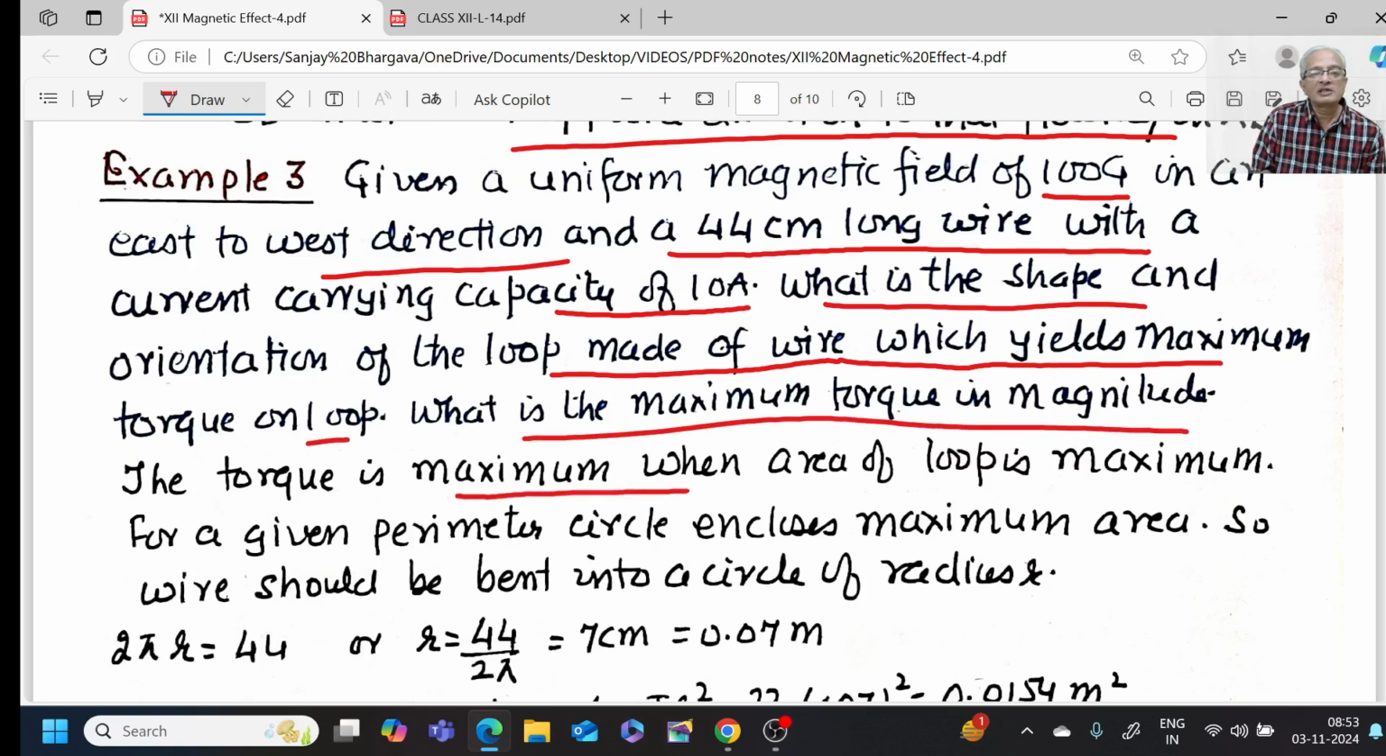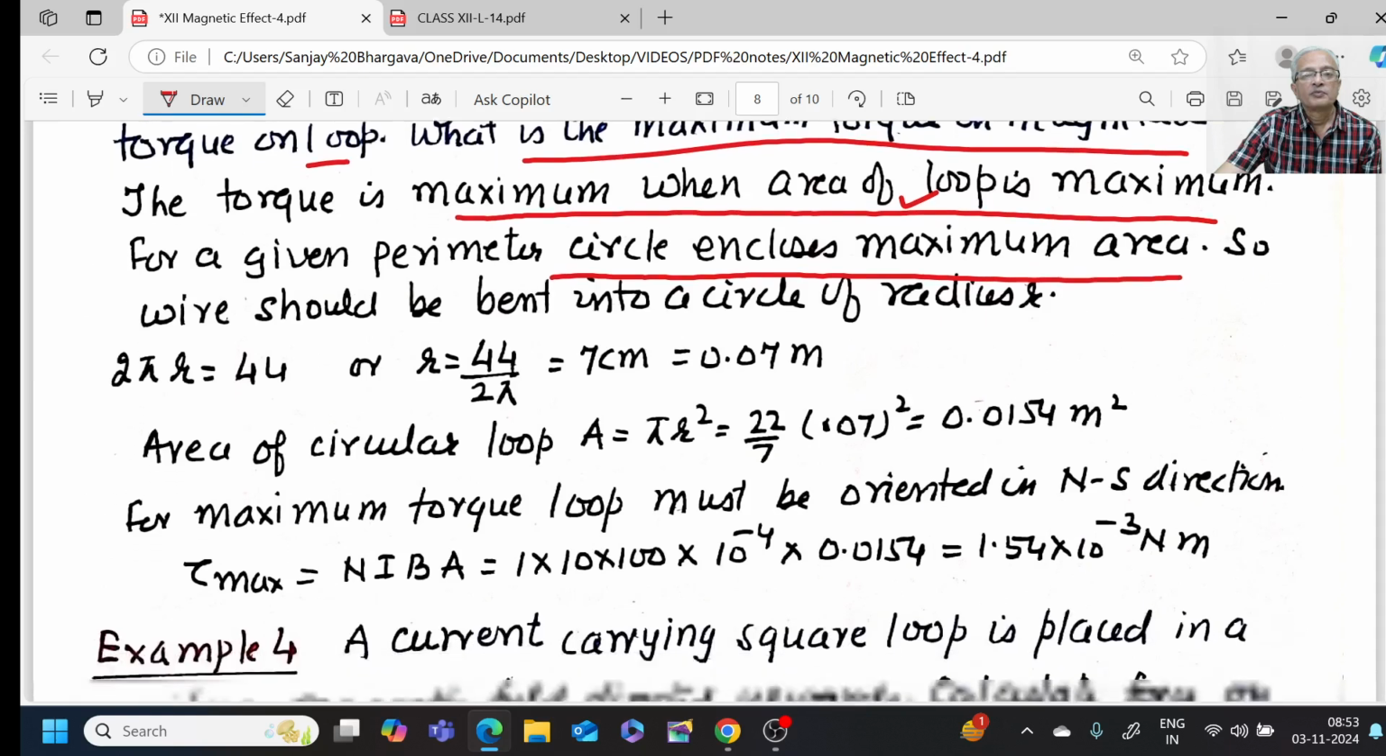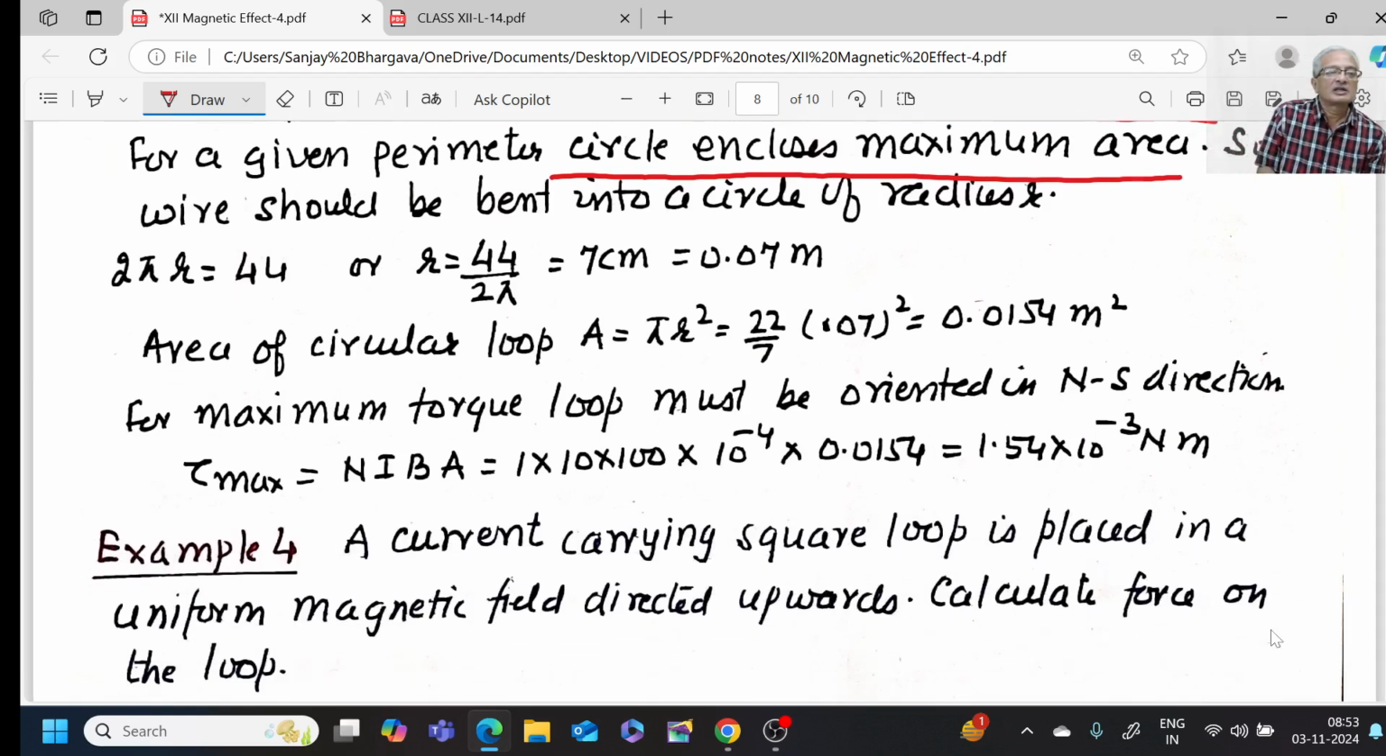The torque is maximum when the area of the loop is maximum. For a given perimeter, a circle encloses maximum area. So the wire has to be bent in the form of a circle. So let us say the circumference 2 pi r must be equal to 44, or r must be equal to 44 upon 2 pi, that is 7 centimeter.